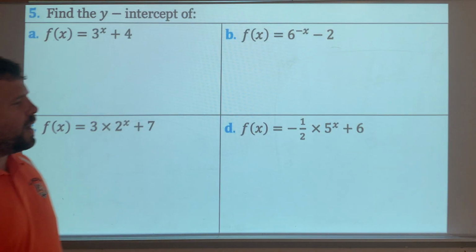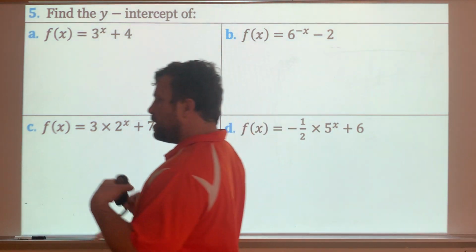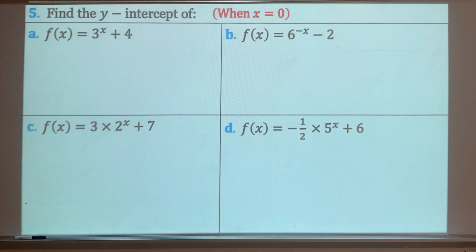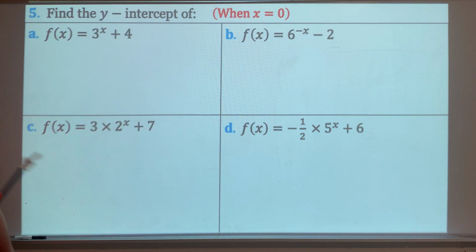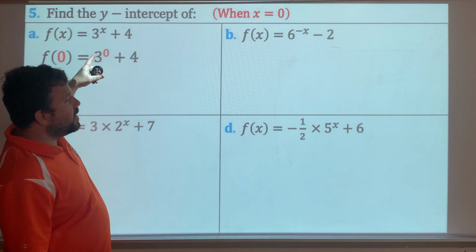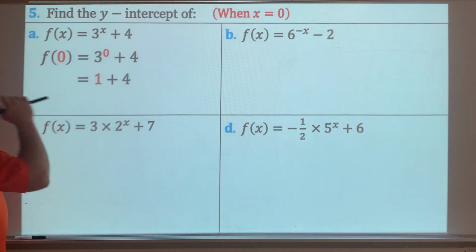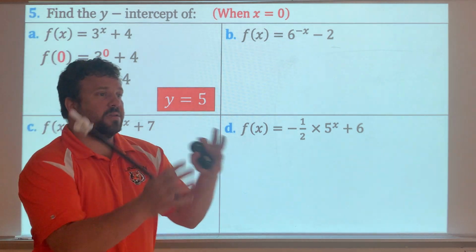Number 5, find the y-intercept. Ladies and gentlemen, do you remember how to find the y-intercept? In order to find the y-intercept, what equals 0? It's when x equals 0. So when x equals 0, just find f of 0. So f of 0 equals 3 to the 0 power plus 4. Anything to the 0 power is 1. 1 plus 4 is 5. So my y-intercept is y equals 5. We're going to use all this information in a second. We're going to put it together to solve more difficult problems.